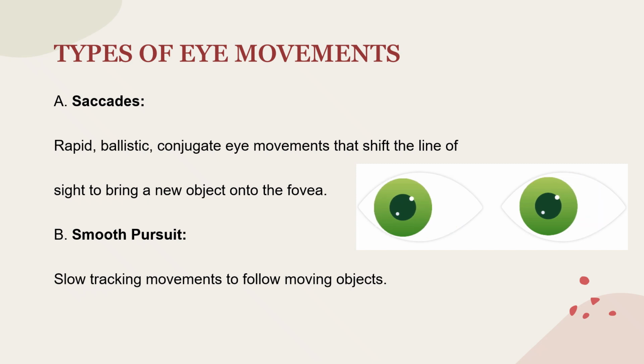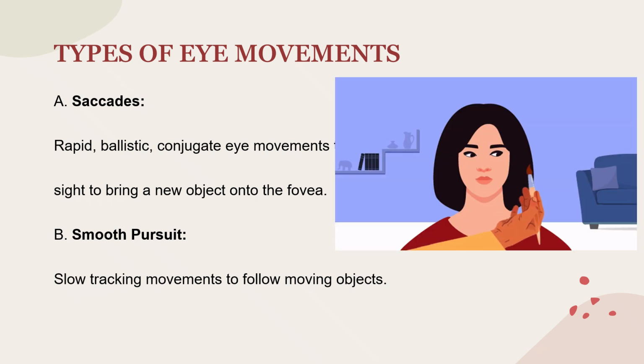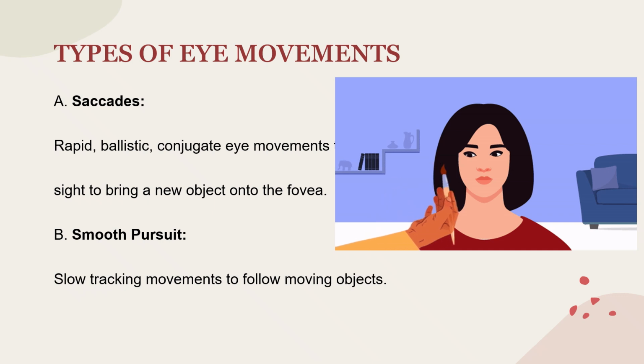Then we have smooth pursuit. It is slow tracking movements to follow the moving objects like this. Slow tracking of the object.